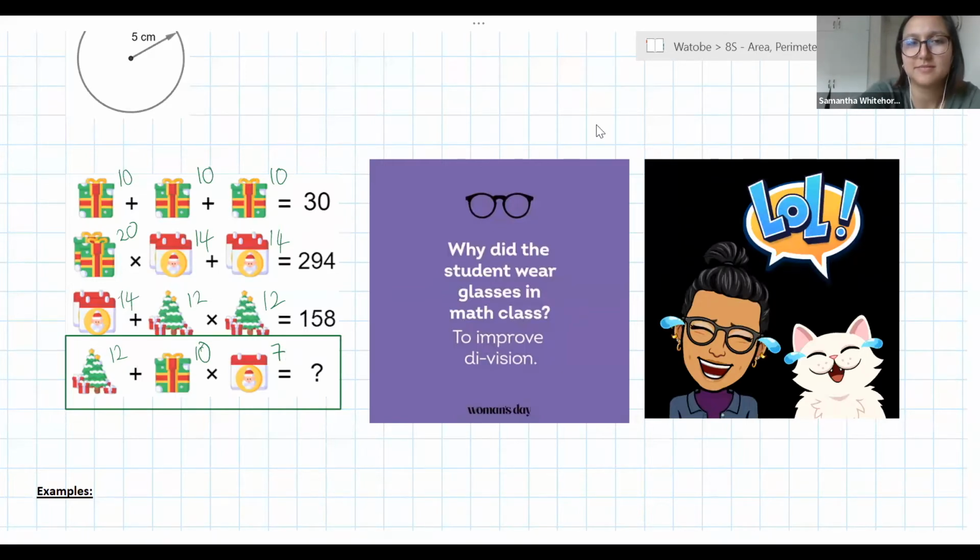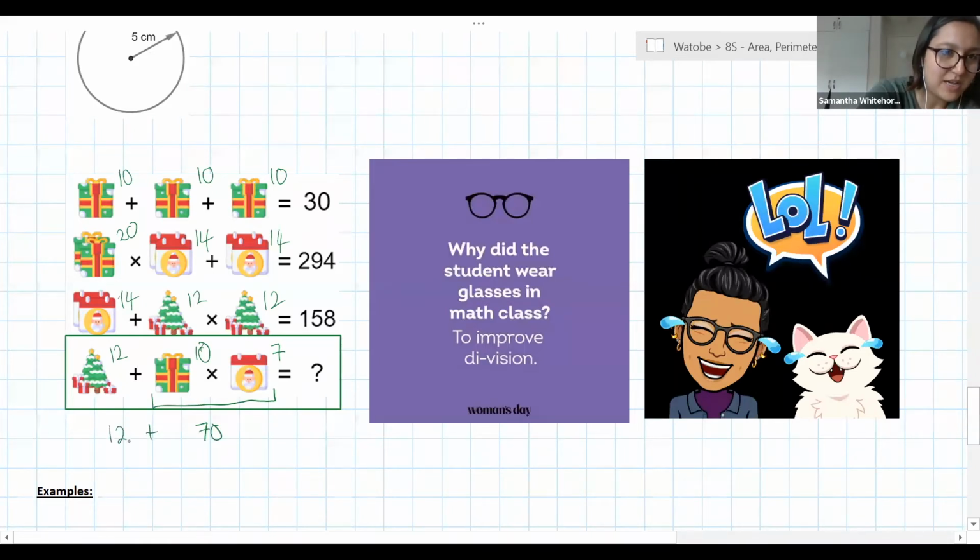In the last one, we do the multiplication first. So 70 plus 12 gives us that final answer of 82. Well done.